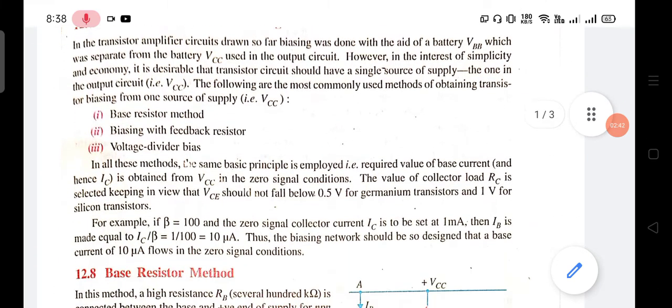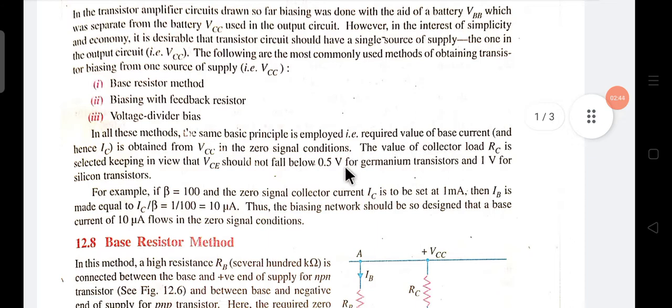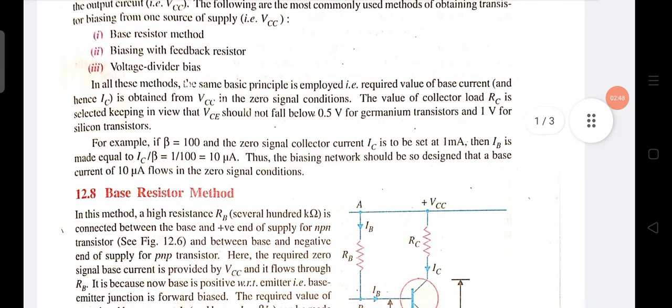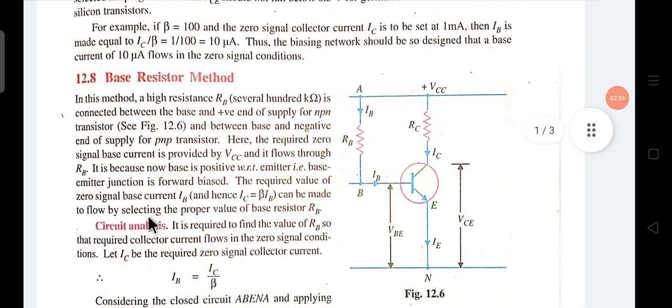Let's see the base resistor method, the first method. Let's see what the base resistor method is.